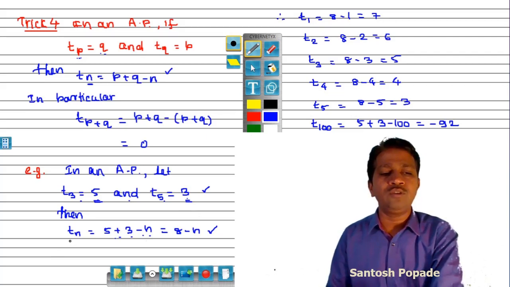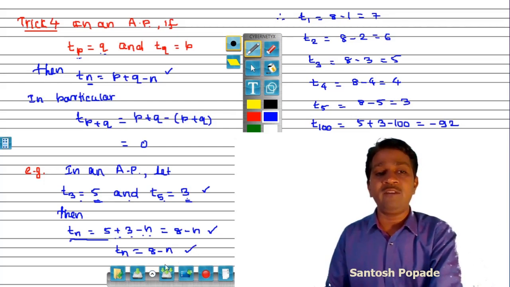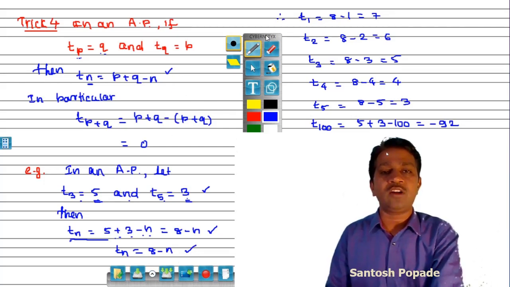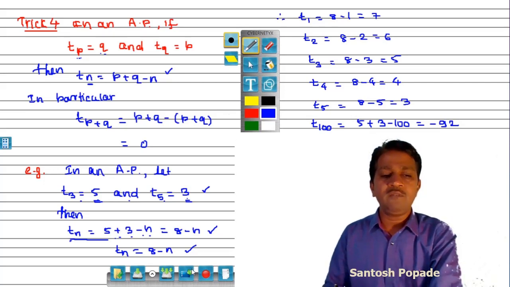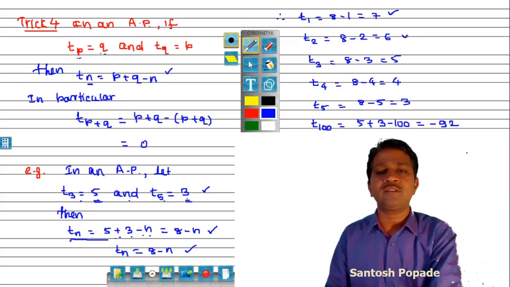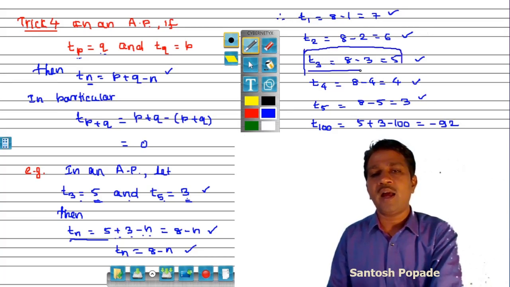Let us find the values of T1, T2 by using this formula for Tn. We now have Tn equals 8 minus n. This is the nth term of this AP. But I am verifying whether this trick works or not. If I find T1 by putting n equals 1, I will get 8 minus 1, 7. If I put n equals 2 in this formula, I will get 8 minus 2, 6. If I put n equals 3, I will get 5, and likewise. So what do you observe? T3, I got 5 and T5, I got 3.